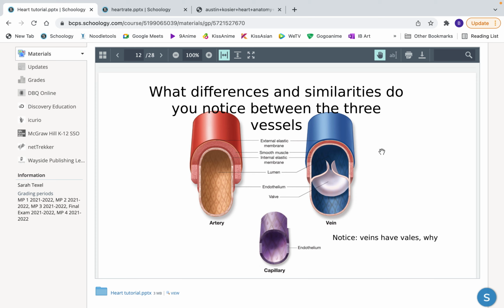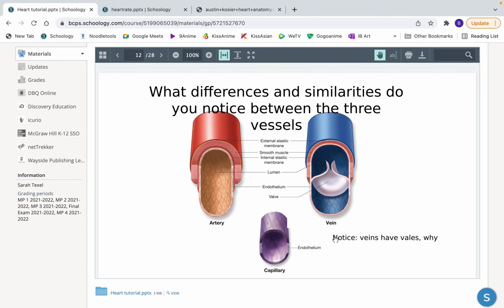Because veins are not as high pressure, it can be harder for the blood to move through the veins, right? So it is much more likely than it is in an artery for the blood to want to go back. But because of this valve, that prevents it from going through and coming back. Also, because these veins are near these muscles, moving or flexing those muscles is going to aid in adding more pressure to the veins and helping to push that blood through.